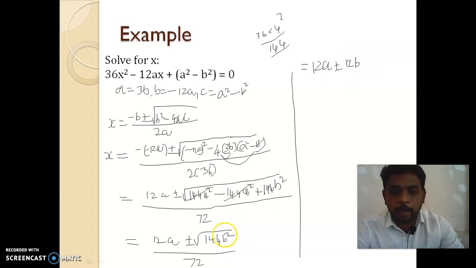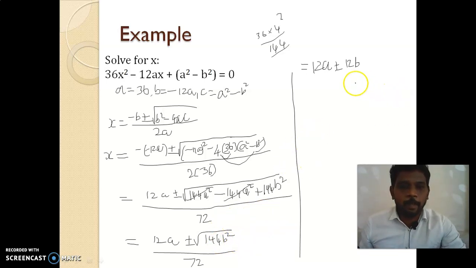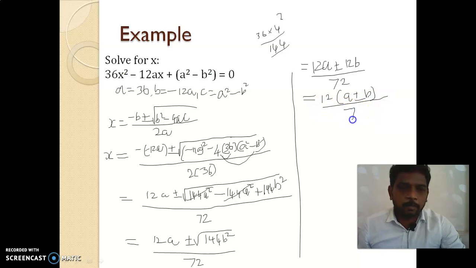So once again, repeat: the power of the variable inside the square root need not be a square number. It is enough for it to be an even number. An odd number means it is not possible to take out, so keep it as it is. So 72, so equal to, here also 12 is a common factor, so take 12 common, so A plus or minus B and divided by 72.